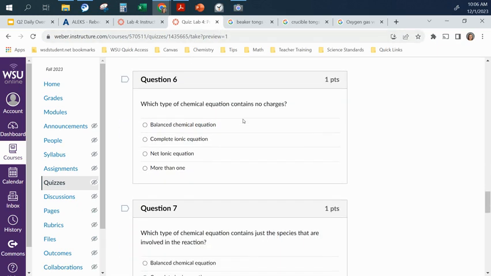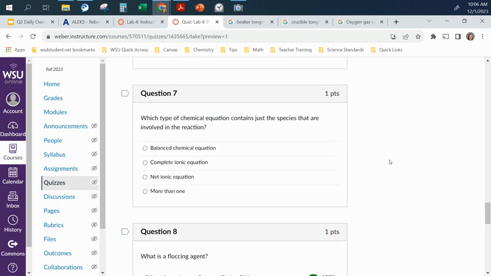Number 6. Which type of equation contains no charges? If we have the balanced chemical equation, then we aren't going to write any charges. So that's what we were doing in chapter 5. We didn't ever write any charges in the chemical equation. And then number 7, which type of chemical equation contains just the species that are involved? This is called our net ionic equation. We don't put any charges in the net ionic equation.